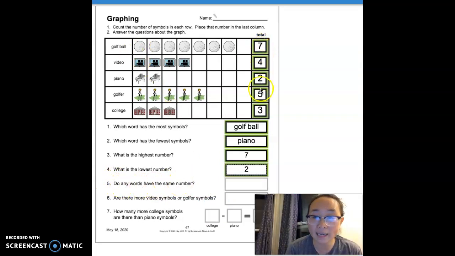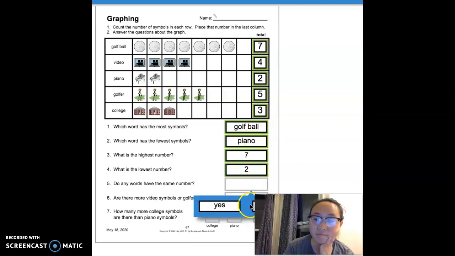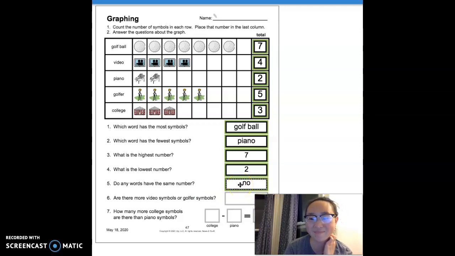Number 5. Do any words have the same number? So let's look. Are any of these numbers the same? 7, 4, 2, 5, and 3. Are any of them the same? No. Sorry, the no is behind my screen. But the answer is no. None of them are the same.